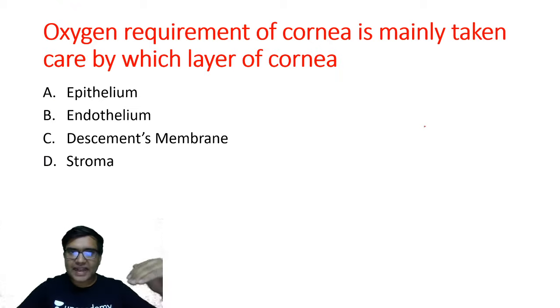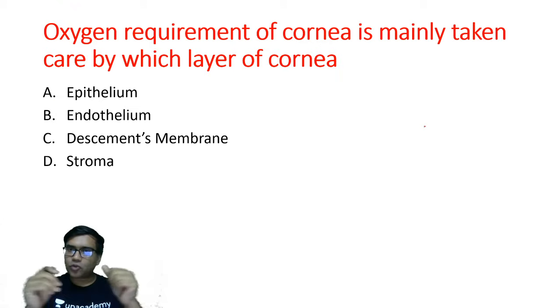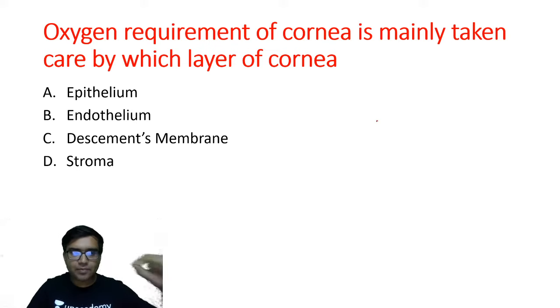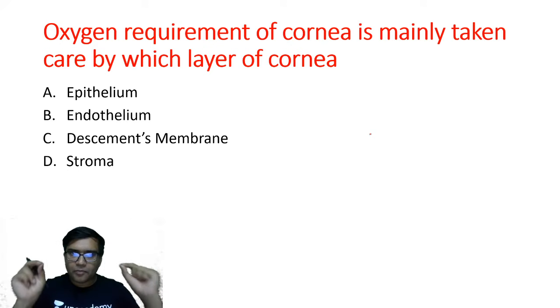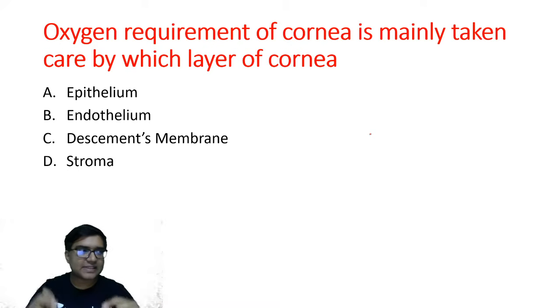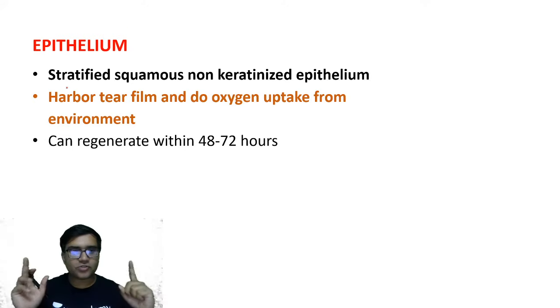The next question for you is, oxygen requirement of cornea is mainly taken care of by which layer of cornea? Epithelium, endothelium, Descemet membrane or stroma? My question is, which layer causes the eye to uptake the oxygen? Very good, Dr. Nisha. Dr. Rahul, the answer is epithelium. The first layer of the cornea.